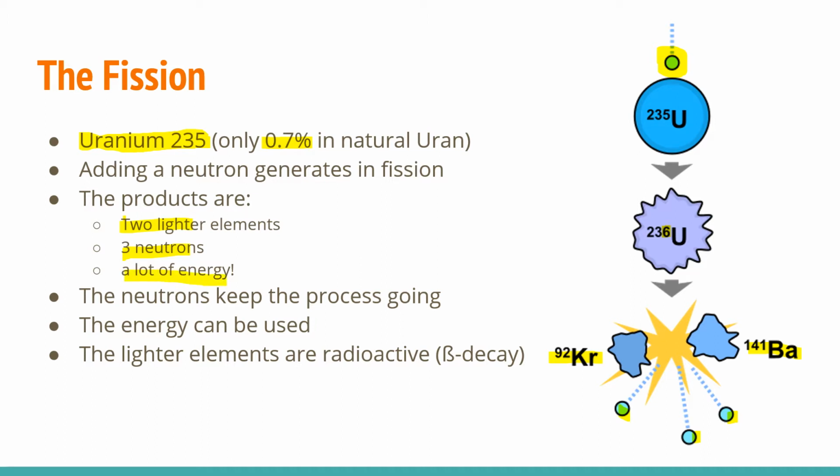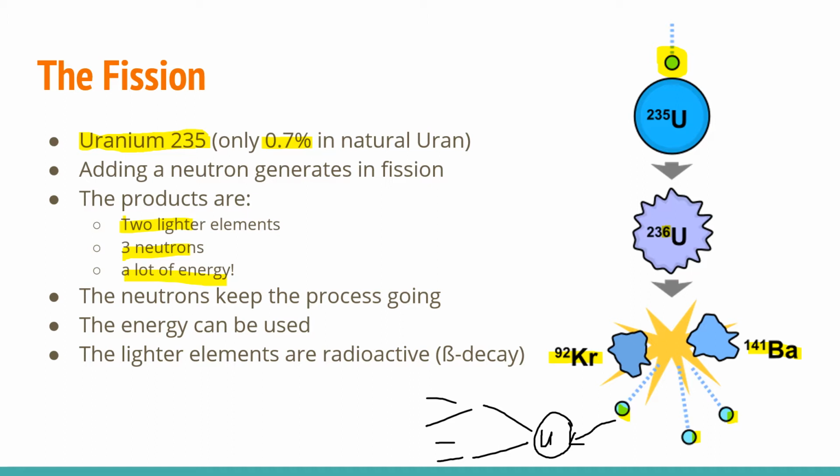Now, the interesting thing is these neutrons can now go to the next uranium core, and if there is another uranium, then this will split again and again and again, and we have a type of chain reactor. So this neutron process is going on, the energy can be used, and there is a first problem.